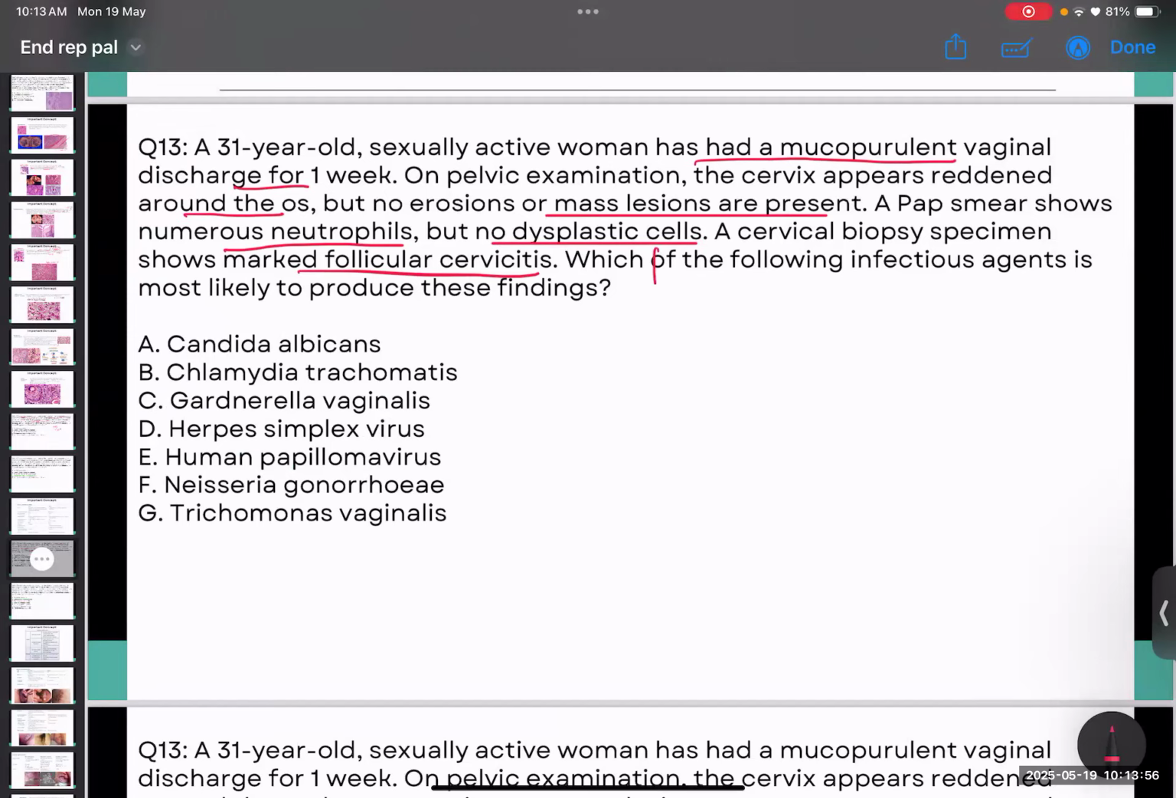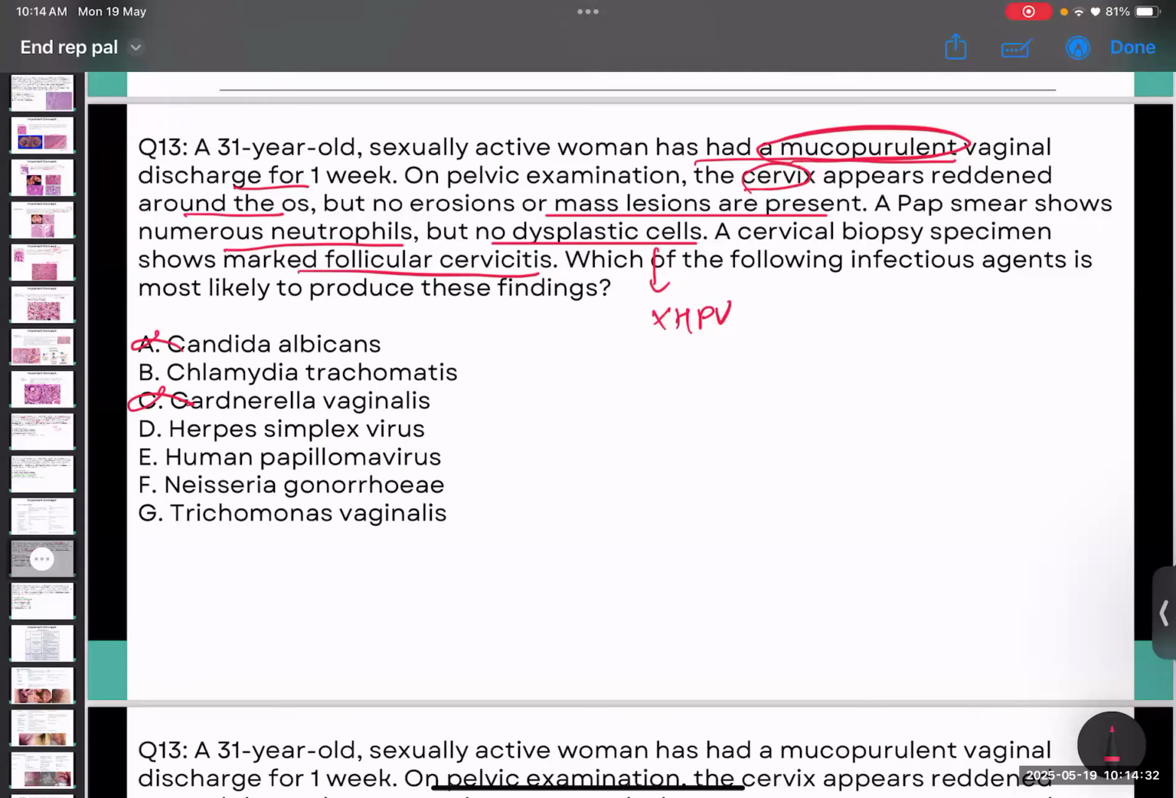So, no dysplastic cells, meaning no coilocytes, so HPV is already ruled out. Mucopurulent discharge, okay, and she has cervicitis. So, Candida albicans, nope. That would usually be in a patient who's on immunosuppression, and they will have a cottage cheese type of discharge instead of mucopurulent. Chlamydia could be an answer here because chlamydia both has mucopurulent discharge and is also going to cause cervicitis. Gardnerella vaginalis usually causes bacterial vaginosis, which is a thin white discharge with a fishy odor.